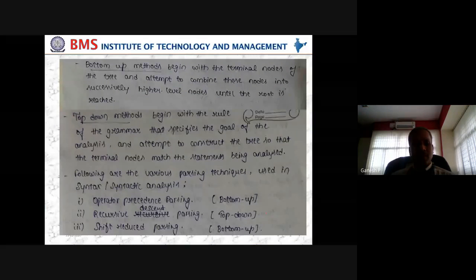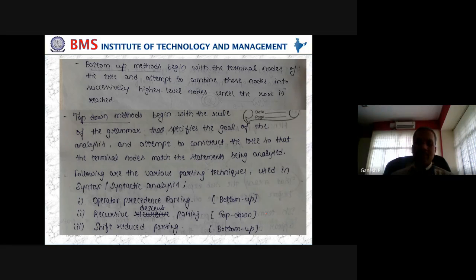On the other hand, if you start from a leaf node and build the tree up to the root node, or you start from a terminal symbol and go to the non-terminal symbol, we call it a bottom-up approach. Both are used in syntax analysis or parsing, depending upon the technique, but the outcome is the same. What is the outcome? To check whether the given construct in the programming language complies with the compiler design or not.